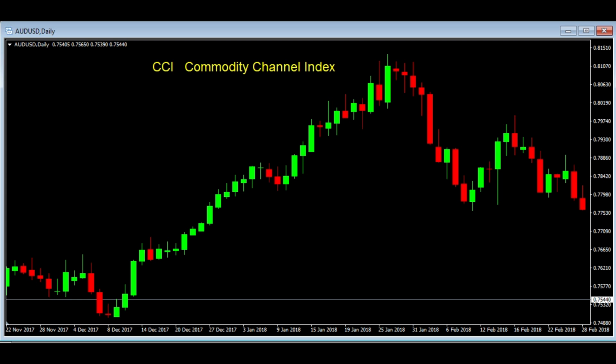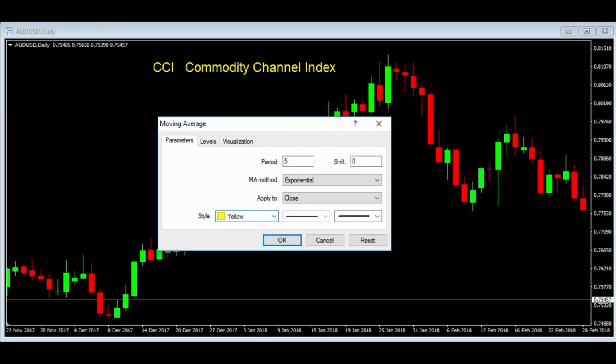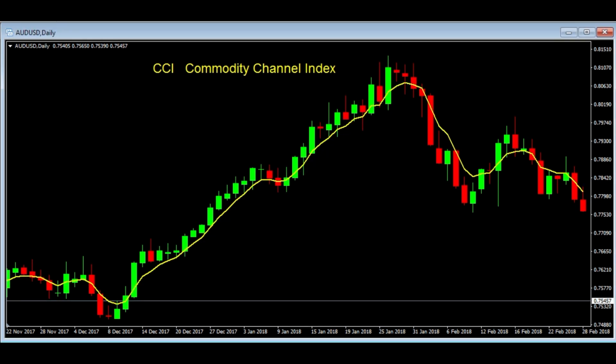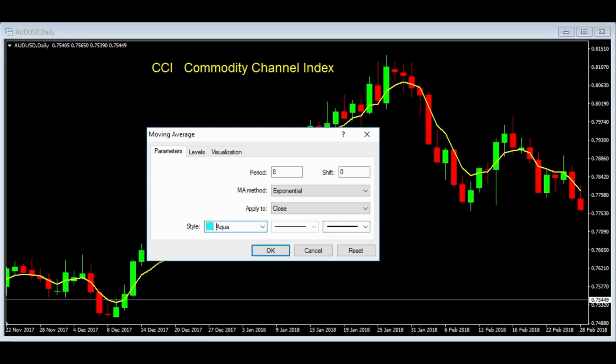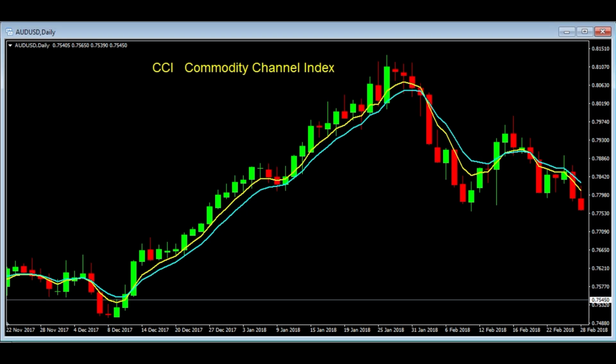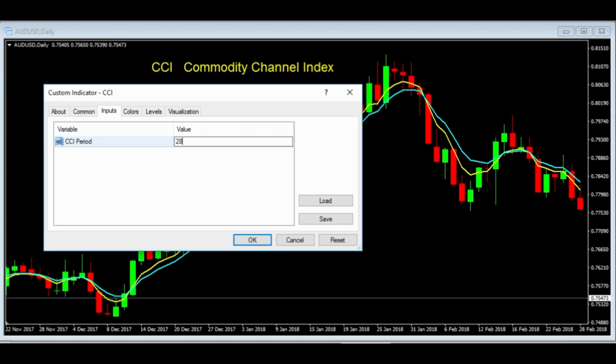Now plot a 5-period exponential moving average in yellow color, as shown in this window. Here's what you get. The 5 EMA in yellow color. Now apply the 8-period exponential moving average in aqua, or blue color. Here is how it looks like on your chart. Now apply the 28-period CCI as shown in this window.